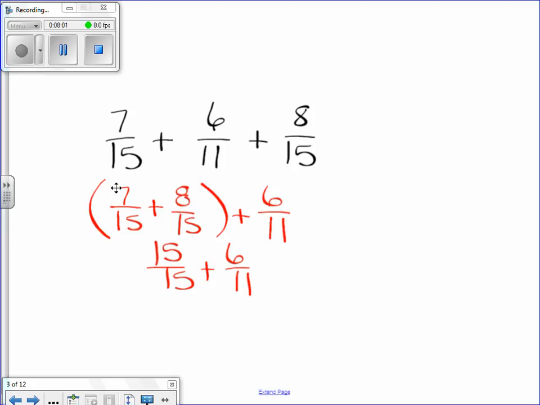15/15. So 1 and 6/11. But even though I did it the long way around, I still ended up with 1 and 6/11. It was just really difficult. And the one can have any denominator on it.